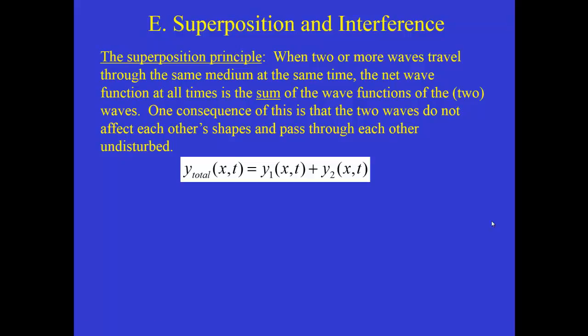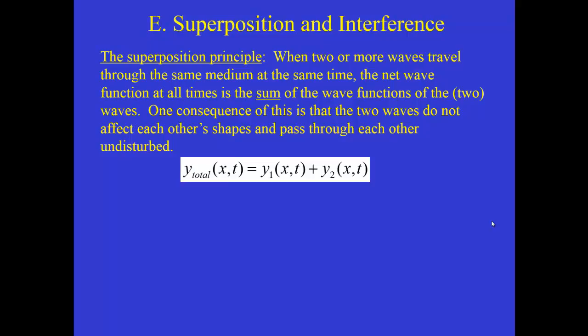We're now going to discuss what happens when more than one wave is traveling through the same medium at the same time. And in order to understand what happens, we'll use what physicists call the superposition principle. It sounds a little bit fancier than it really is, but what it is telling us is that when two or more waves travel through the same medium at the same time, the net wave function at all times is just the sum of the wave functions of the different waves. Could be two, could be more.